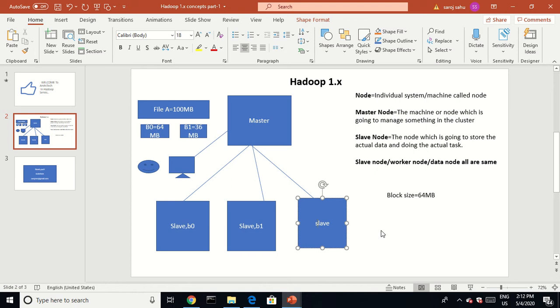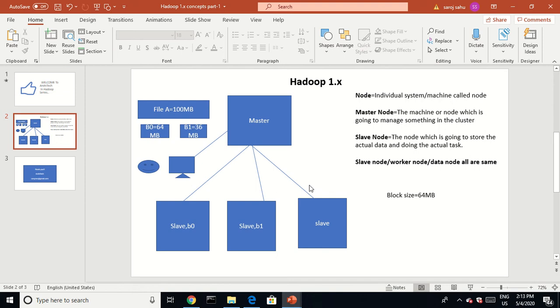What is a node? A node is nothing but an individual system or machine. This one is a node, this one also a node, this one also a node, and this one as well. And what is a master machine? The master machine is the machine or node which is going to manage something in the cluster. One master machine will do some work, and some other master machine can also do some work. That's why I am saying something in the cluster. Overall, the master machine is the machine that can manage the entire cluster, or manage the slave nodes.